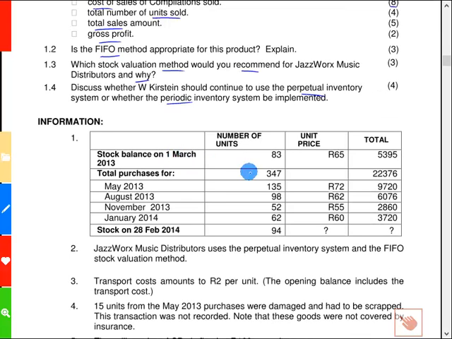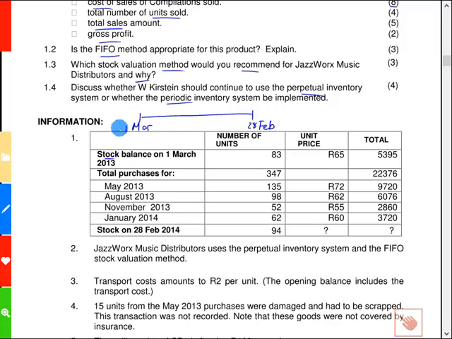Alright, so here we go. This is the information that we have. We've got the stock balance on 1 March 2013. So my financial year runs from 1 March till 28 Feb. And you don't have to draw the timeline if you understand what the figures that they're giving you are, but it always helps to see the picture.